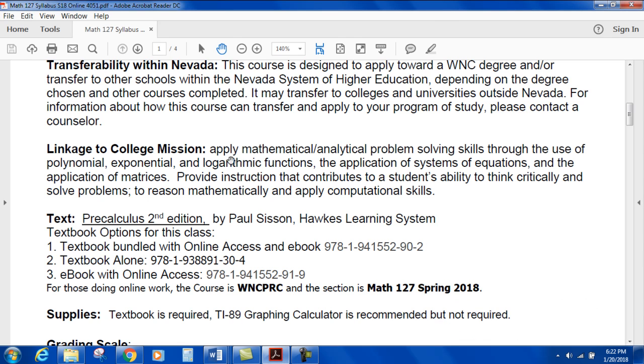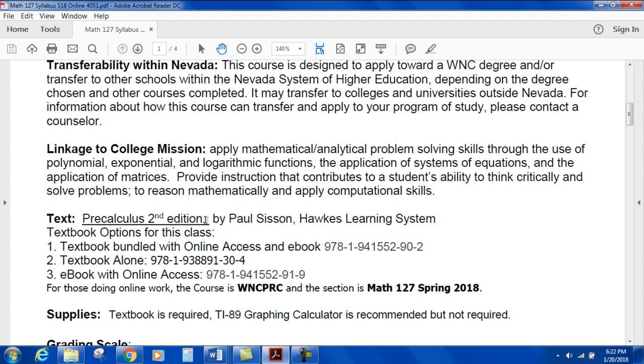The linkage to the college admission: apply mathematical and analytical problem-solving skills through the use of polynomial, exponential, and logarithmic functions, the application of systems of equations, and the application of matrices. Provide instruction that contributes to the student's ability to think critically and solve problems, to reason mathematically, and apply computational skills.